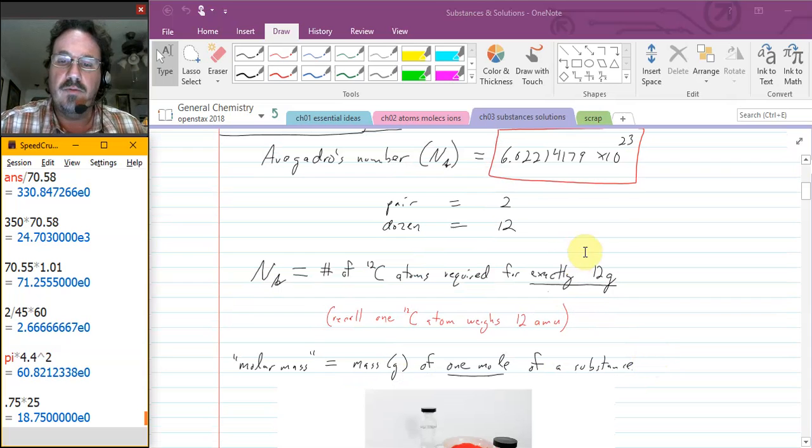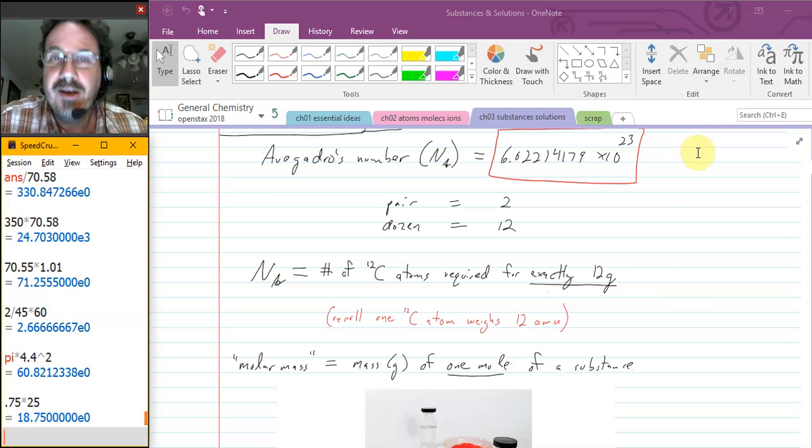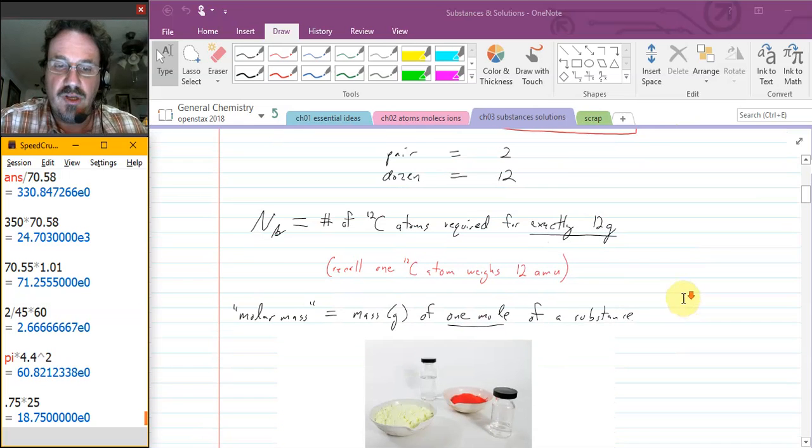Okay, so a mole, 6.0221 times 10 to the 23rd of whatever I want to count. Atoms, molecules, donuts, it doesn't matter. It's just a counting thing. Okay, and again, it's got its own name even. That name is called Avogadro's number.